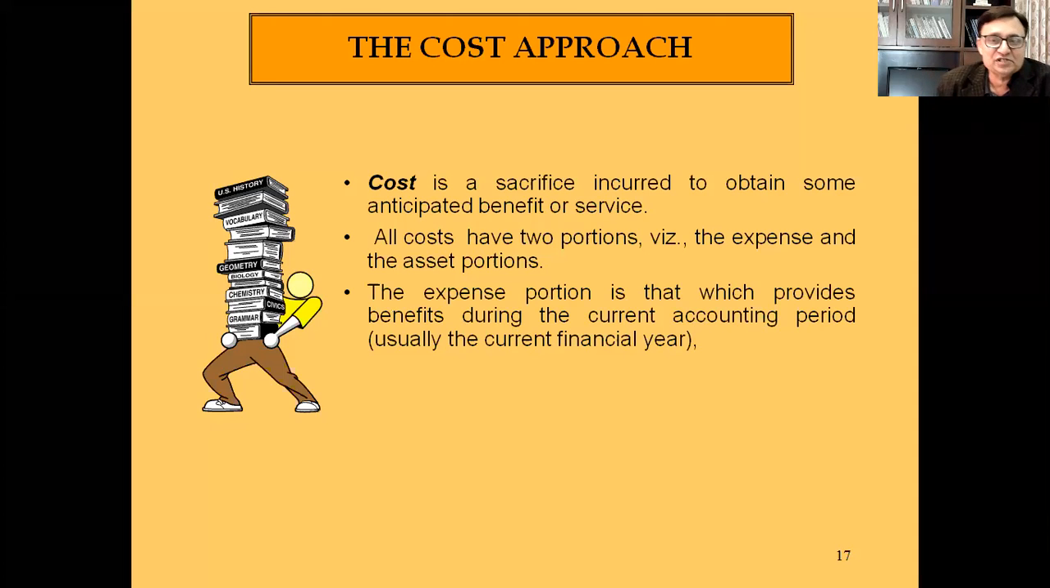So the expense portion is that which provides benefit during the current accounting period, usually the current financial year. For example, salary expenses, or some expenses you paid on the employees for their benefit, which are consumed and exhausted in that particular year. That is the expense portion. As far as the expense portion is concerned, that is debited to the profit and loss account. So this doesn't become part of the value of the human resources as an asset.